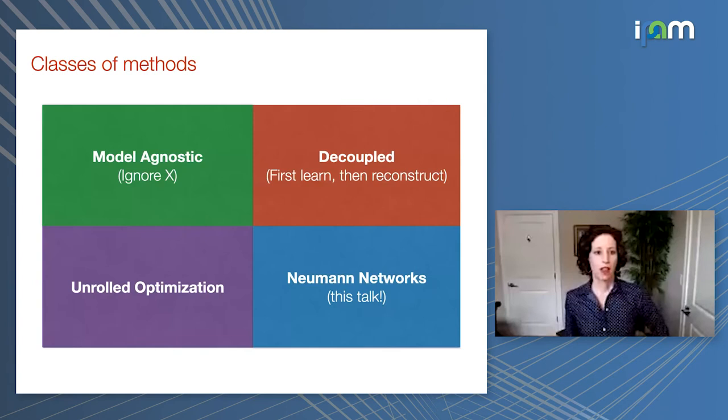Okay, so this takes us back to the different classes of methods that we described. So first we were looking at agnostic methods that ignore X entirely. Then we looked at decoupled methods that only consider X after the fact. And now we're going to consider methods that incorporate X from the beginning throughout the whole learning process. And to start, we're going to look at unrolled optimization approaches.